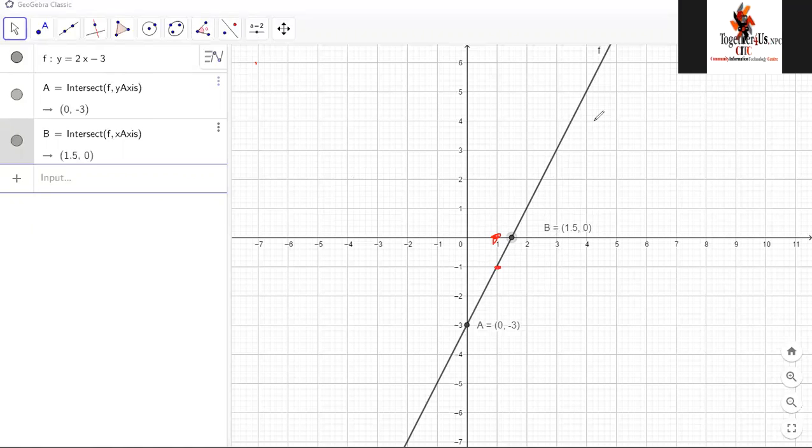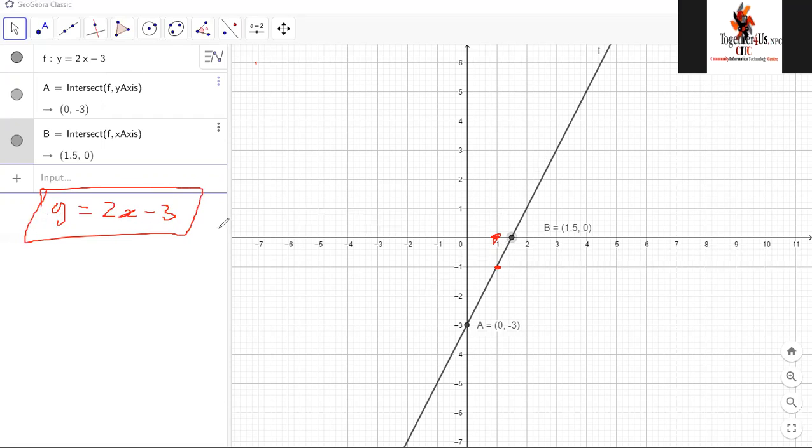In this case, as you can see, we had the rule that says y equals 2x minus 3. In other words, to get y values, you must take an x value, multiply it by 2, and subtract 3. That's what we'll get. And we represented this on the Cartesian plane. We saw that it is actually a straight line.